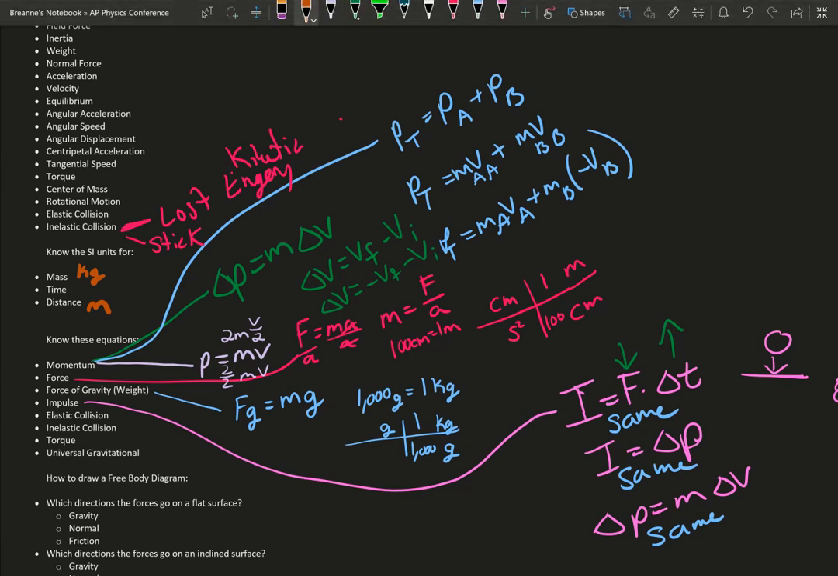Our elastic collisions is where everything is conserved. Energy, momentum. So if it sticks together, it's definitely going to be an inelastic collision.